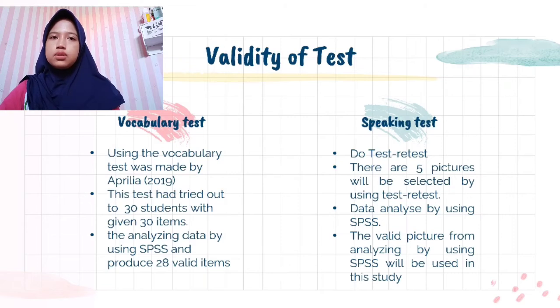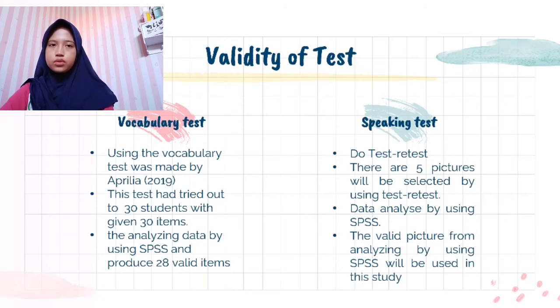The assessment items are vocabulary, pronunciation, fluency, and accuracy. So the result will be checked by using SPSS, and the result of the validity of the test and retest will be used in the study.